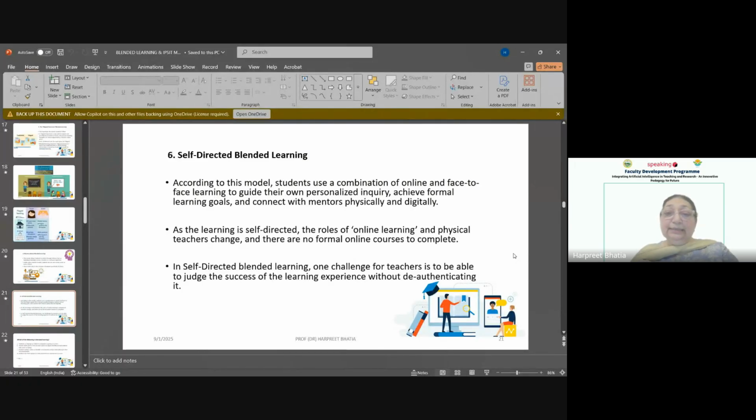Self-directed blended learning, again, the role of the teacher is minimal. The student is the one who takes on the responsibility and the onus of learning, and they guide their own personalized inquiry. They have their own particular learning goals, and they usually interact with the mentors only as and when necessary.